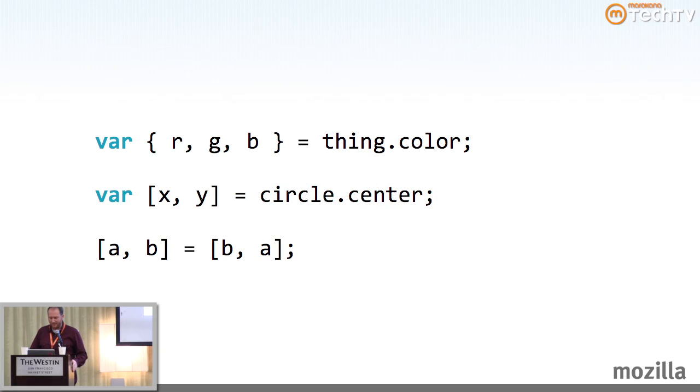Same thing with arrays. This makes it nicer to write functions that just return tuples, and you can just unpack them in one go. You can also use it for cute idioms like swapping. So here, without actually naming a temporary variable, you can swap the variables A and B. And anywhere you do a variable binding or a variable initialization, you can use destructuring.